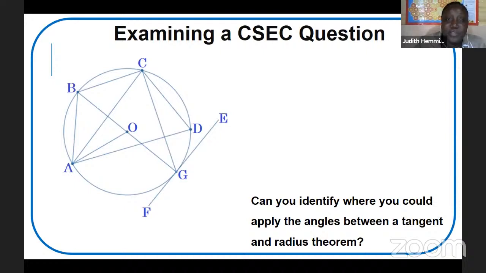All right, as usual, we have a CXC spotlight question for you. Thank you very much, Yvonne. Are you able to identify that particular theorem that we would have discussed, where a tangent and a radius form a right angle? All right. Let's see what's happening in the chat. Somebody says, Kenistia, oh, I missed that. Davia Blake says OGE.